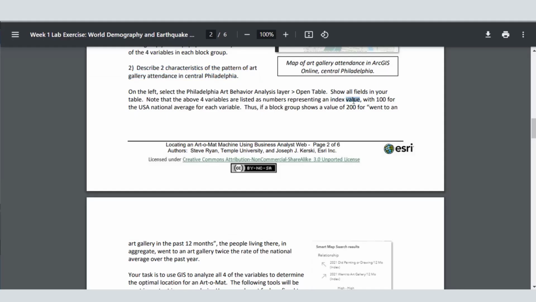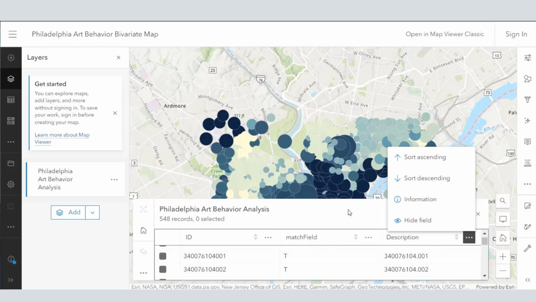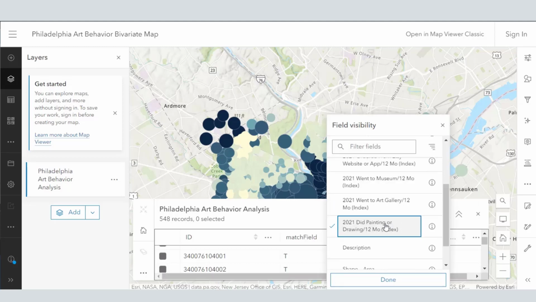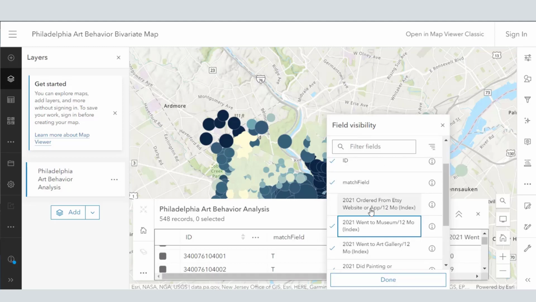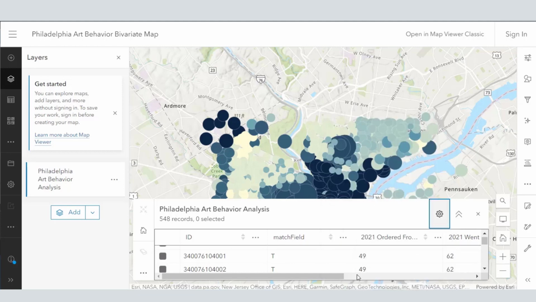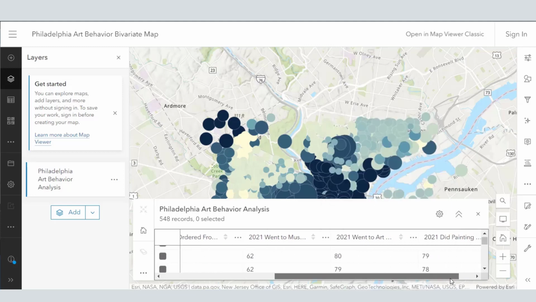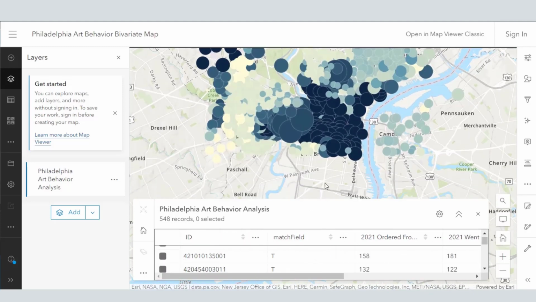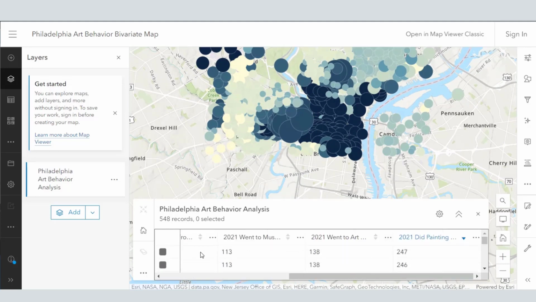The students look at this inside ArcGIS Online. It's an index value for each one of these 4 variables. In other words, the mean for the USA is 100, so anything above 100 means that variable, that behavior in this case, is above the average for the whole USA. For did painting, you can reverse sort this. If it's 142, it means people in this neighborhood are 42% more likely to have done some painting in the last 6 or 12 months than the general population of the US.